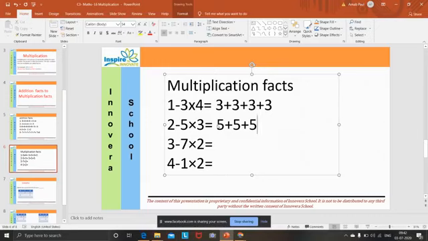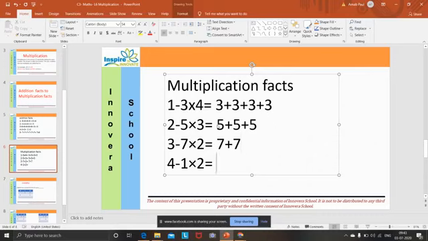Okay? Next addition fact. 7 multiplied by 2. So what will we write? 7 plus 7. If we multiply, 7 2s are 14, and if we add 7 plus 7, what will we get? We will get 14 again. Okay? 7, 8, 9, 10, 11, 12, 13 and 14.